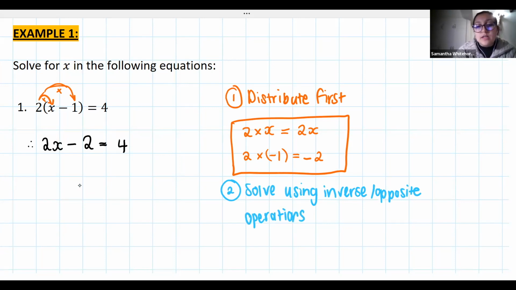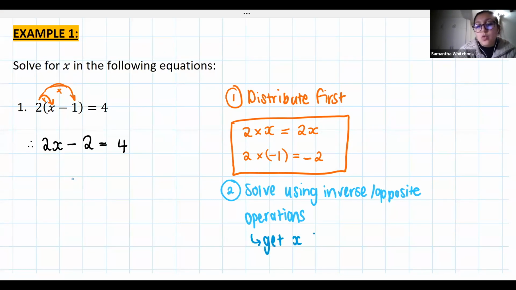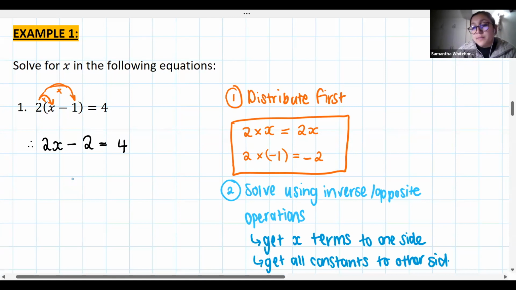Now, when you are doing this, basically what you're wanting to do is you are wanting to get all your x terms to one side or your variable terms to one side. It won't always be an x. I always put my variable terms on the left because I like my answer to read x equals or variable equals. And then we want to get all our constants, all the numbers by themselves, to the other side of the equal sign. So if you're putting your variables on the left, all your constants should be on the right.